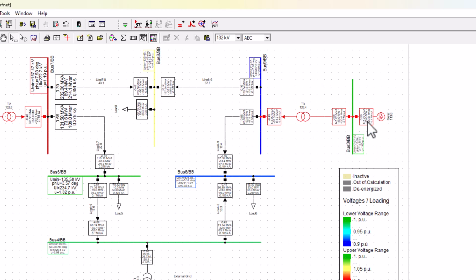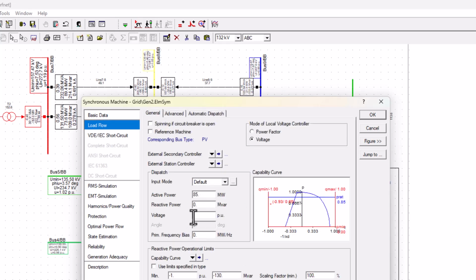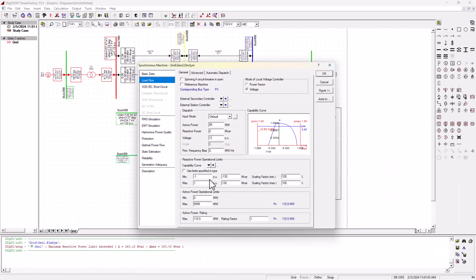This generator Gen 2 has negative reactive power, meaning it is actually absorbing reactive power. The reason it's doing this is that it's operating in under-excited mode, basically meaning it's absorbing reactive power, showing a negative Q. When we go into the load flow settings, we're going to realize that the voltage is set to maintain 1 per unit. And when we look at its capability curve, we can see that it's operating within the boundary of the maximum of its capability curve.